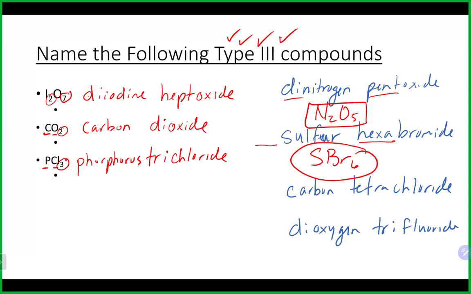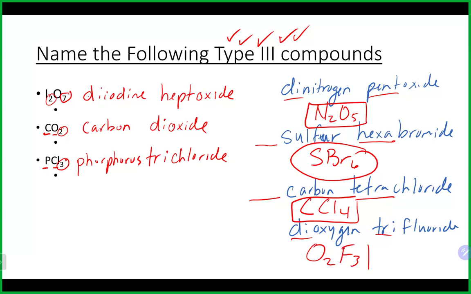Same thing on the next one. I see no prefix on the first, but I definitely see a prefix on the second. So again, going to be type 3. No prefix on that first one tells me there's just one of them, so that's a C. Tetra is 4, and chloride is Cl, so that's a Cl4. And there we go. And lastly, double prefix action here, definitely telling us it's type 3. Di is 2, oxygen is O, and tri is 3, and fluoride is F, and my made-up thing here of O2F3. There we go. Any questions on type 3?